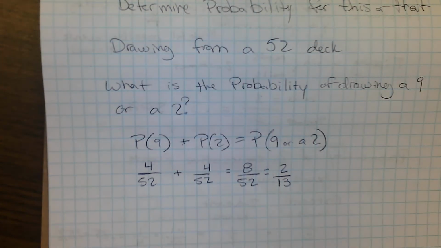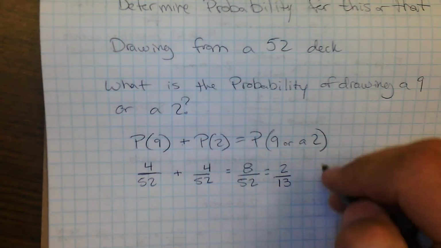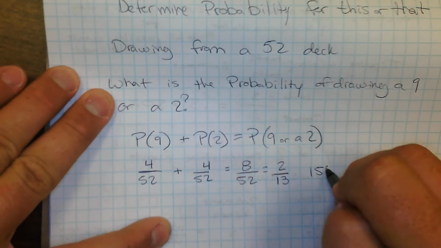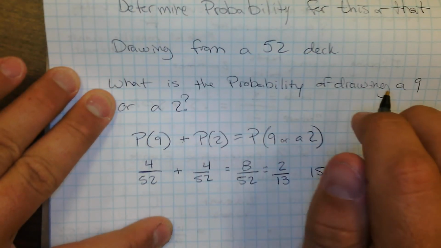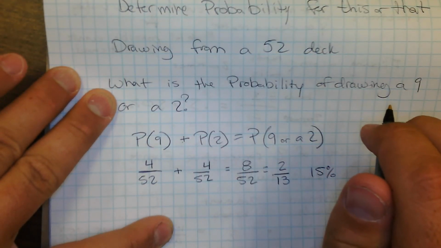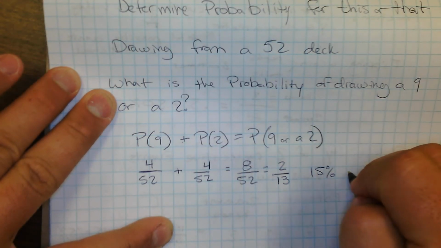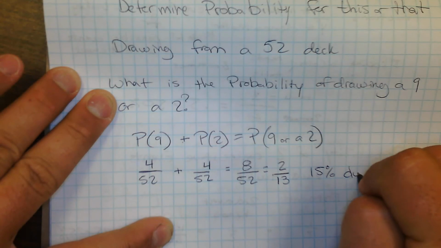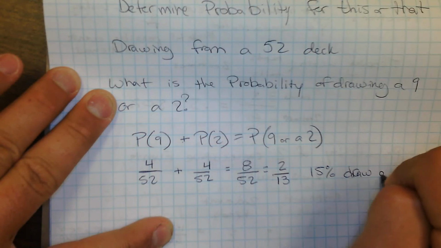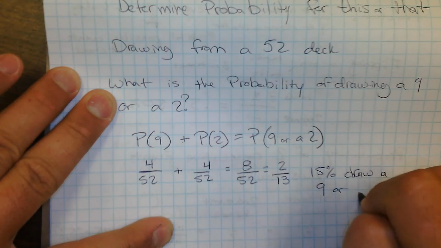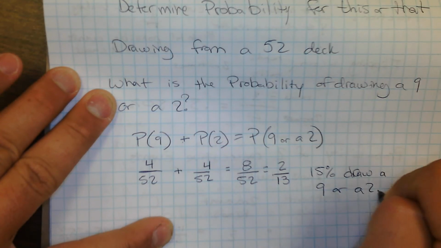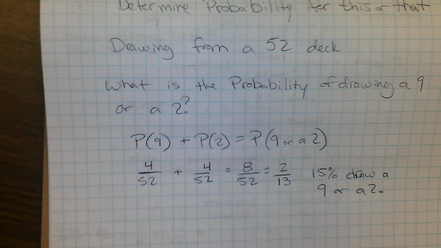So, use my calculator real quick. About 15% of the time, I will draw a 9 or a 2. Okay?